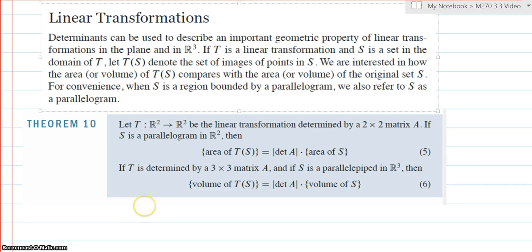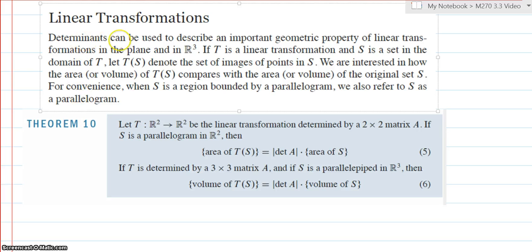Hello again. This video is on finding the area of objects using linear transformation and determinants. This is the last video on the section on determinants. Yes, I know, I said the last video was the last video, but this is really the last video on determinants. So let's go ahead and read this first paragraph that's in the book to get started as a motivation.